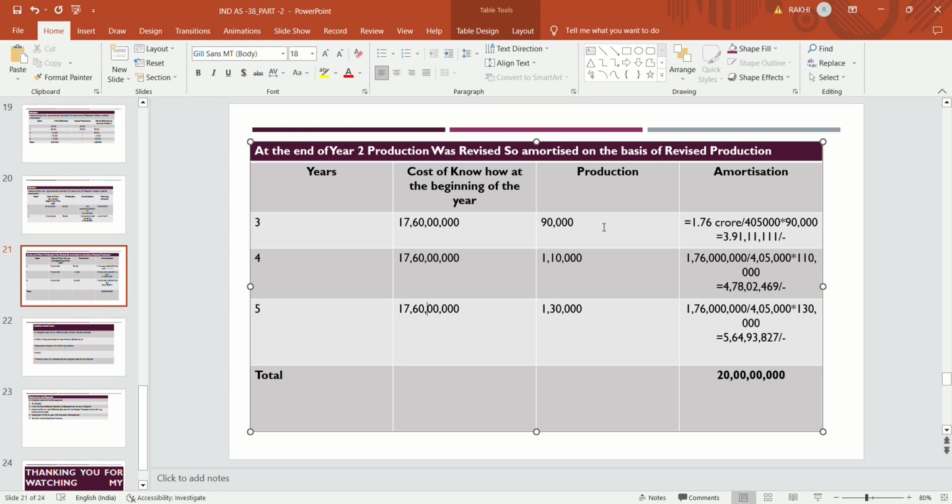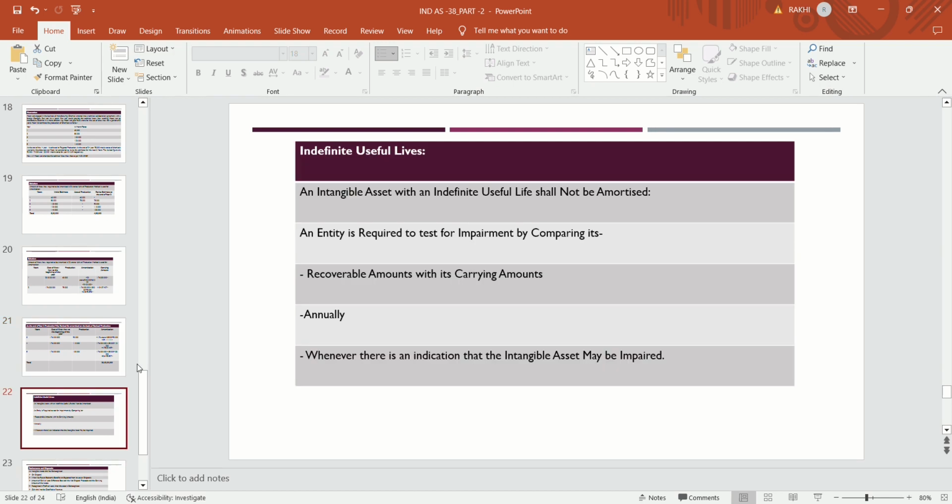And in year 4, in the same way, we will amortize on the basis of estimated production, that is 17 crore 60 lakhs is to be divided by 4 lakh 5,000 into 1 lakh 10,000 units. So the amortized value will be 4 crore 78 lakhs 2,469. And year 5, that is 17 crore 60 lakhs, and the production will be 1 lakh 30,000. So amortization amount will be 17 crore 60 lakhs divided by 4 lakh 5,000 into 1 lakh 30,000, which gives rise to 5 crore 64 lakhs 93,827. So the total amortization amount will be 20 crores. So in this way we will amortize.